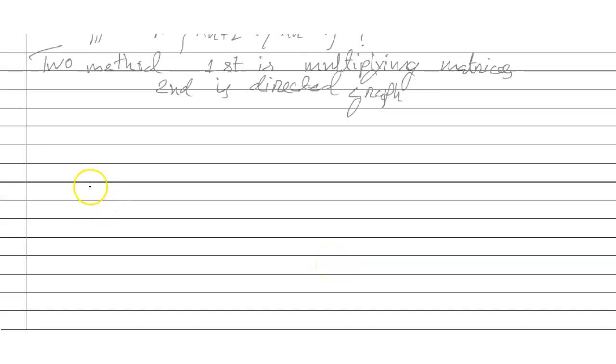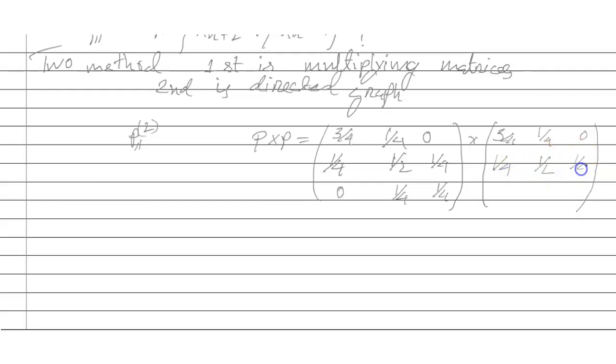So friends, my probability matrix is P, and I have to find out P112. How can I find out? At first I multiply P into P. Then whatever I get, 3 by 4, 1 by 4, 0, 1 by 4, 1 by 2, 1 by 4, and 0, 1 by 4, 1 by 4. And the same matrix I multiply with 3 by 4, 1 by 4, 0, and 1 by 4, 1 by 2, 1 by 4, 0, 1 by 4, 1 by 4.